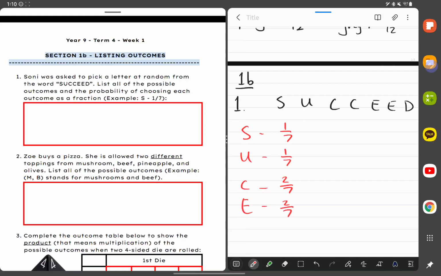Right, that's the probability. That's the chance. You can change it to percentages if you want to find out what that looks like. D, it's 1 over 7. So I have the same chance of picking out an S, U, and a D when I pick one out at random. C and E also have the same chance, but it is a higher chance than S, U, and D.